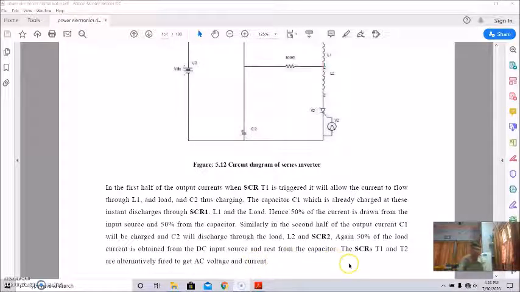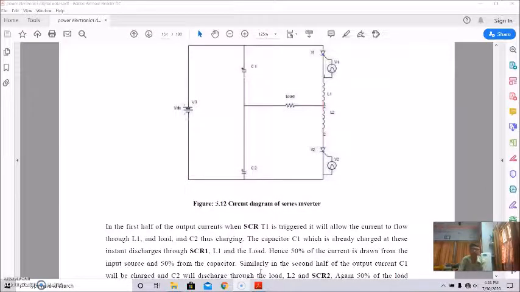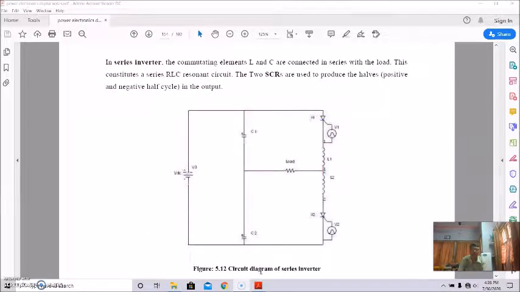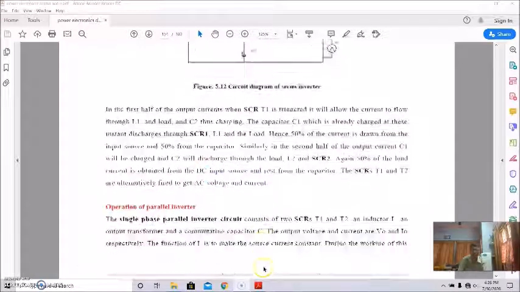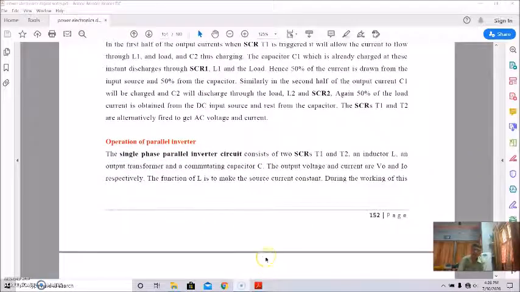So the ACR T1 and T2 are alternatively fired to get AC voltage and current, and that is the beauty of the series inverter.